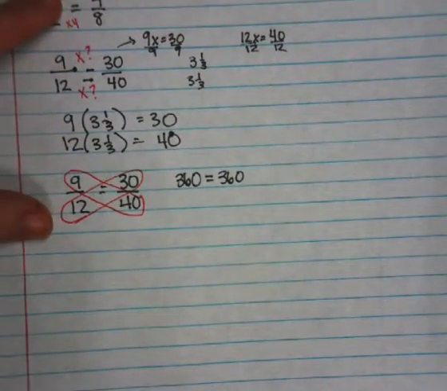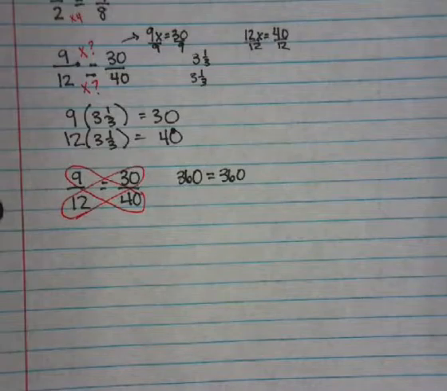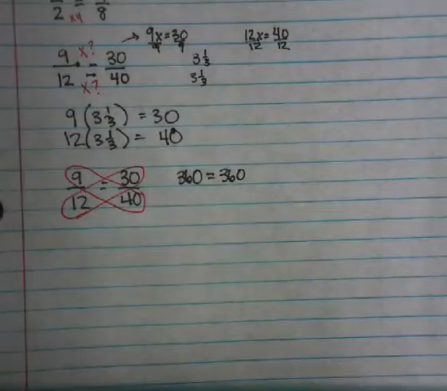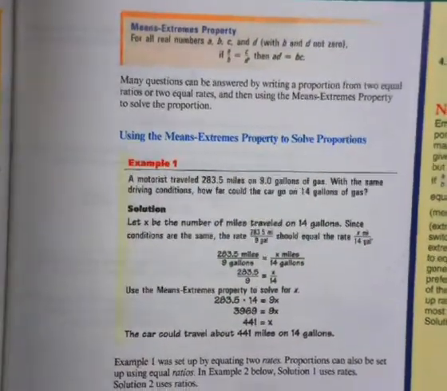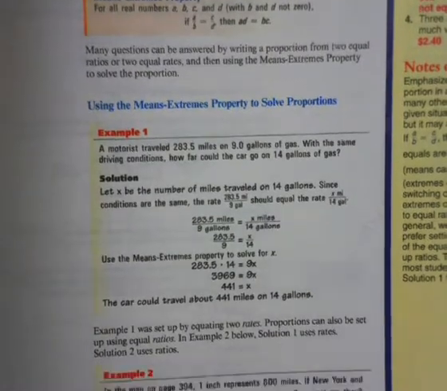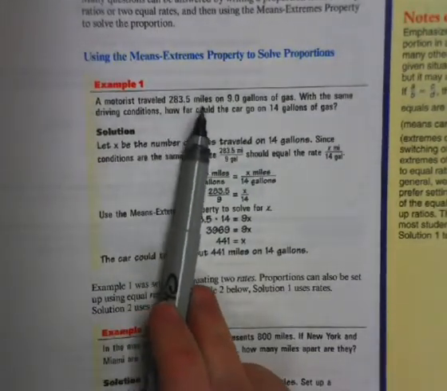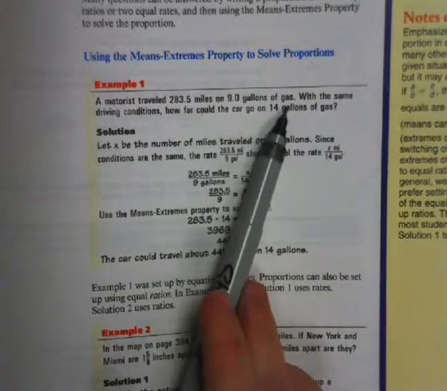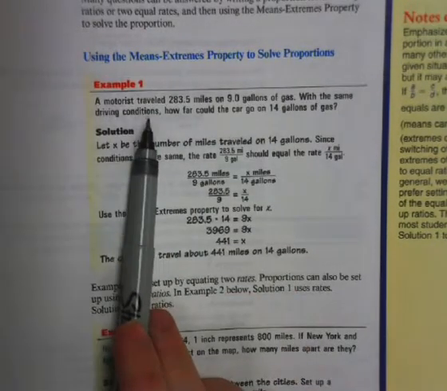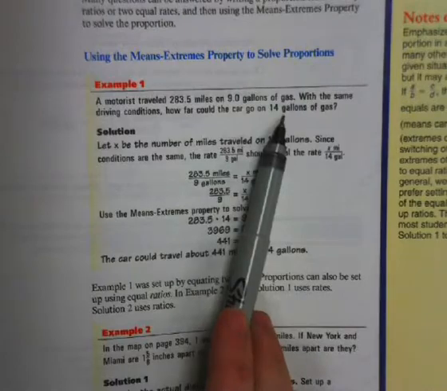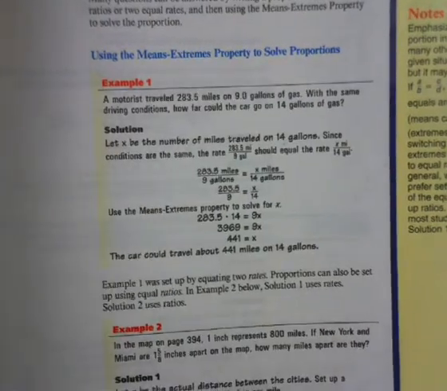Example 1 in your book is saying a motorist traveled 283.5 miles on 9 gallons of gas. With the same driving conditions, how far could the car go in 14 gallons of gas?